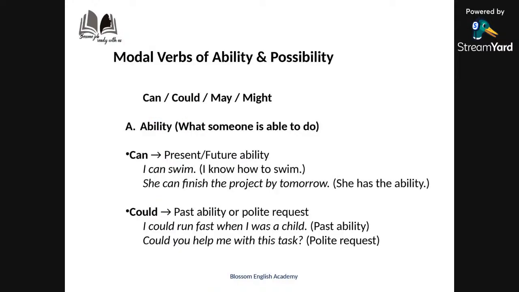So first, let's take a look at modal verbs of possibility and ability. First is ability, which, as I explained earlier, means the capacity or the strength of someone to do something or not. So yes, can. It shows your present or future ability. When I say I can swim, if you throw me into the water at 12 o'clock in the afternoon, I still can swim, right? It shows my present or future ability.